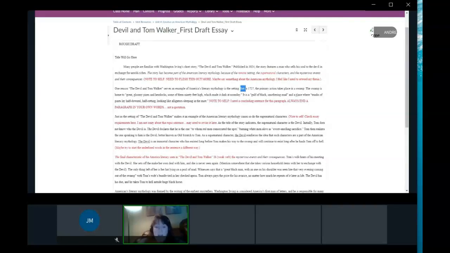And I just talk about the swamp a little bit, is home to great gloomy pines and hemlocks. And I just give examples of the swamp and how it is a remote, out of the way setting. Now, I had a note. I didn't want to stop writing. So I said, okay, note to self, I need a concluding sentence for this paragraph. Always end a paragraph in your own words, not a quotation.